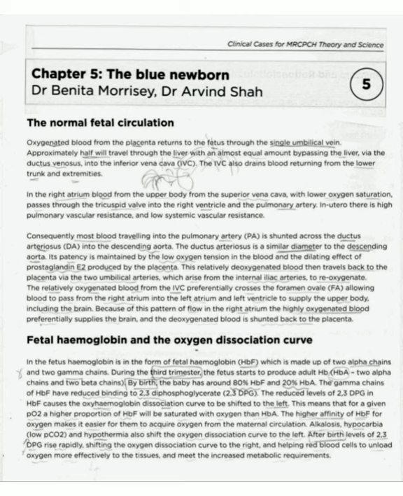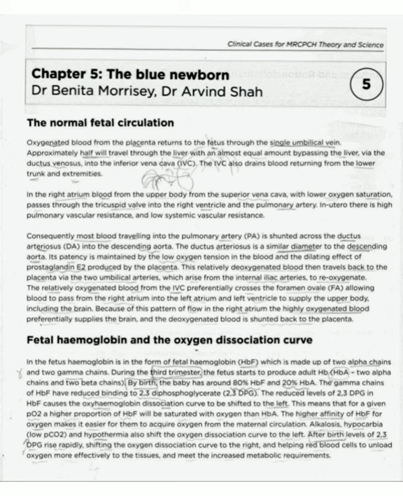So after that, in the right atrium, blood from the upper body from the superior vena cava with lower oxygen saturation passes through the tricuspid valve into the right ventricle and pulmonary artery. Consequently, most blood traveling into the pulmonary artery is shunted across the ductus arteriosus into the descending aorta. The ductus arteriosus is a similar diameter to the descending aorta.